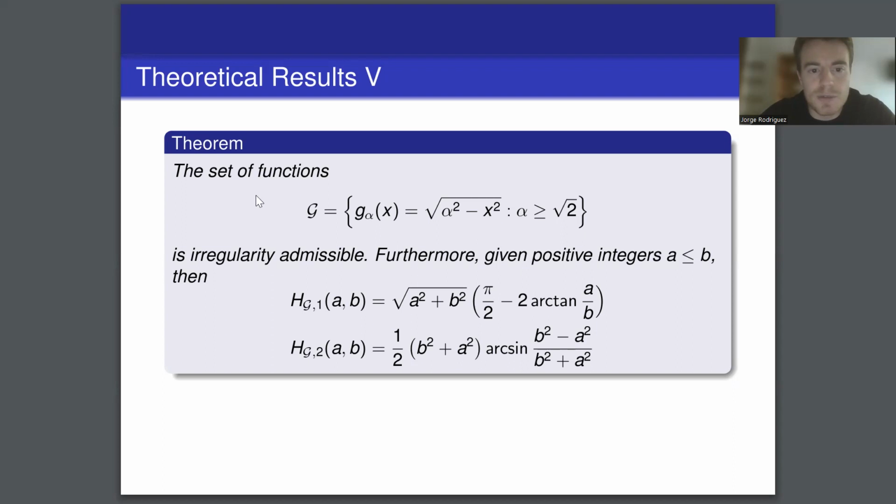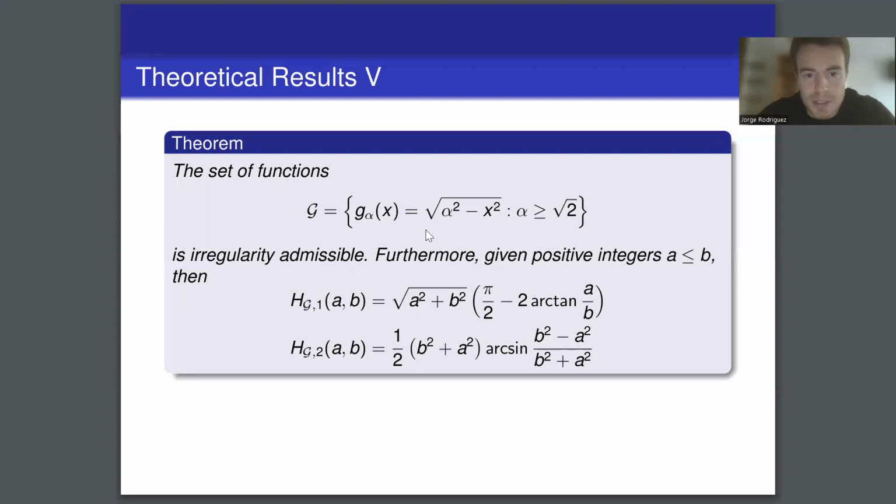Similarly, the following set of functions with the following particular functional form, G of alpha equal to the square root of alpha to the power of 2 minus x to the power of 2, such that alpha is bigger or equal than the square root of 2, again is irregularity admissible. Furthermore, given some positive integers such that a is smaller or equal than b, then again we can get two nice closed form solutions that are very easy to compute with a laptop and allow us to compute very easily the irregularity Sombor index 1 and 2.